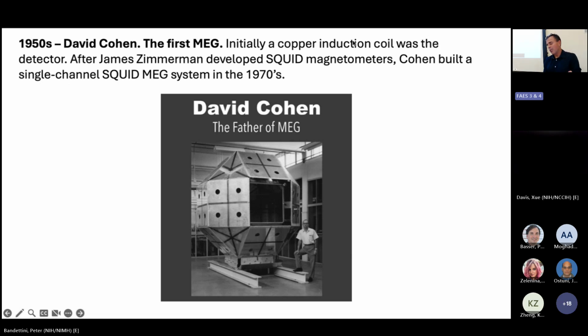And to detect those, initially a copper induction coil was used that wasn't very sensitive. So James Zimmerman developed SQUID magnetometers, devices that were superconducting and very sensitive to very small magnetic field changes. And that was in the 70s. You needed a shielded room to do this. So this is a shield, and he put people in there.